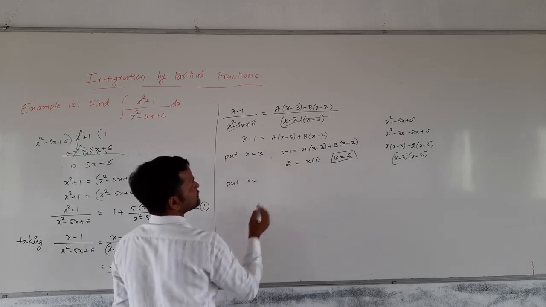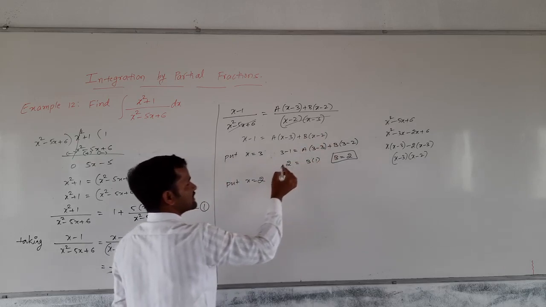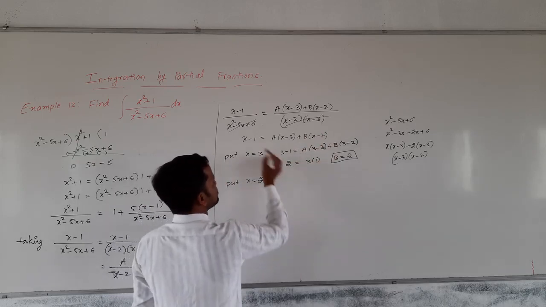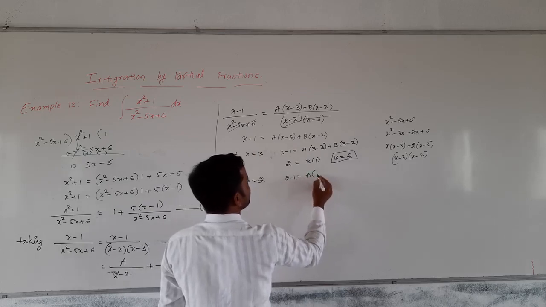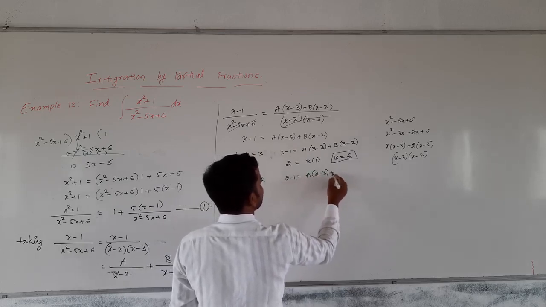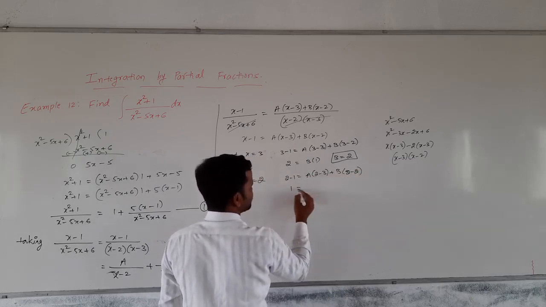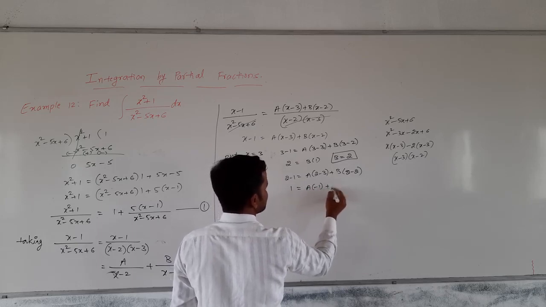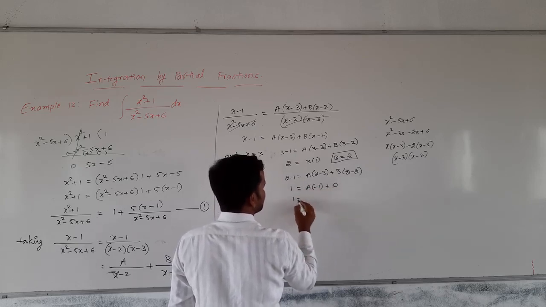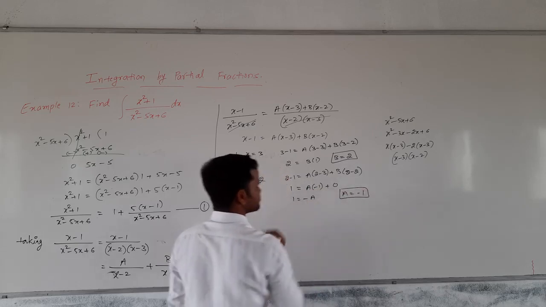Now substitute x is equal to 2. If you substitute x is equal to 2, this term becomes 0. Then this equation implies 2 minus 1 is equal to a into 2 minus 3 plus b into 2 minus 2. 2 minus 1 is 1, a into 2 minus 3 is minus 1 plus it is 0. Now we have 1 is equal to minus a, then the value of a is minus 1.